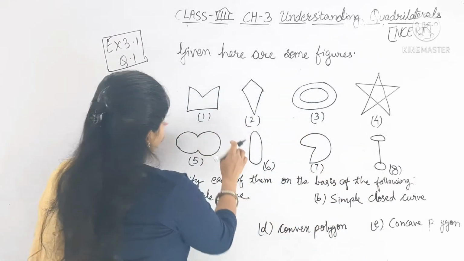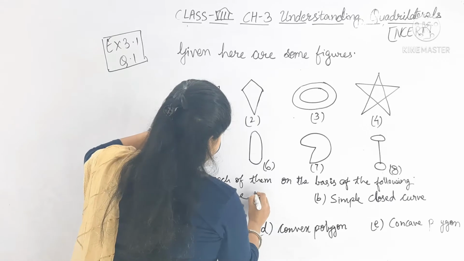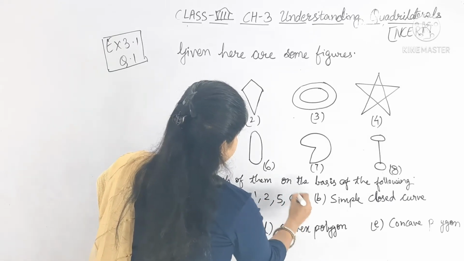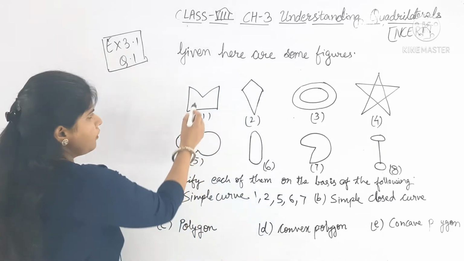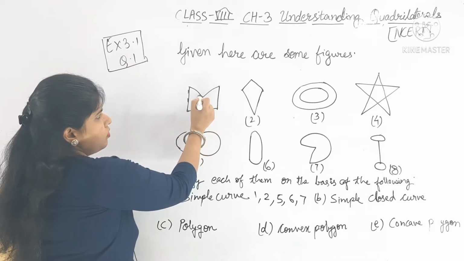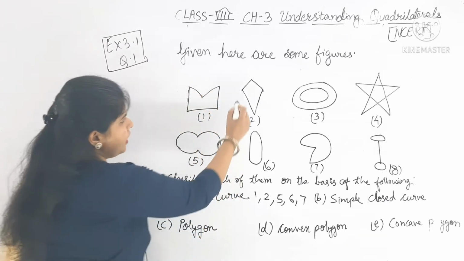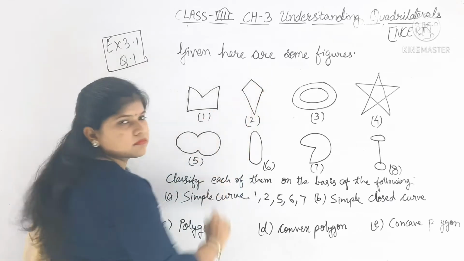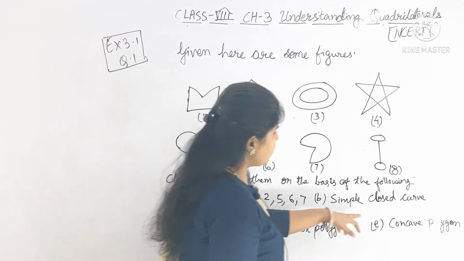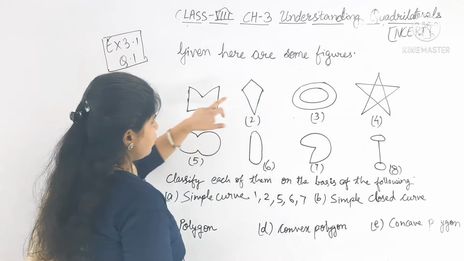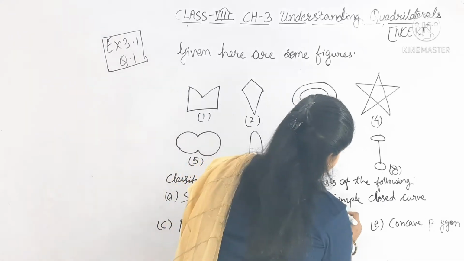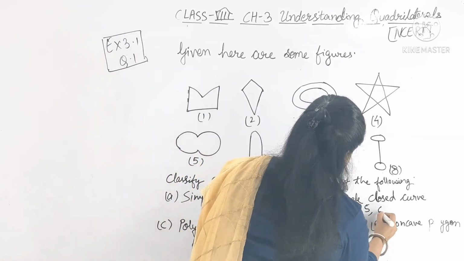So which are the simple curves here? 1, 2, 5, 6 and 7. You can see that if you hold the pencil, you will draw this smoothly. So this is a simple curve. Part B, simple closed curve. This simple curve is also closed. No one is open. So the same numbers: 1, 2, 5, 6, 7.